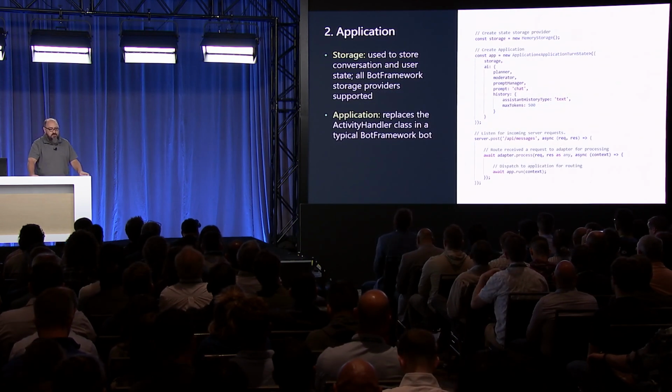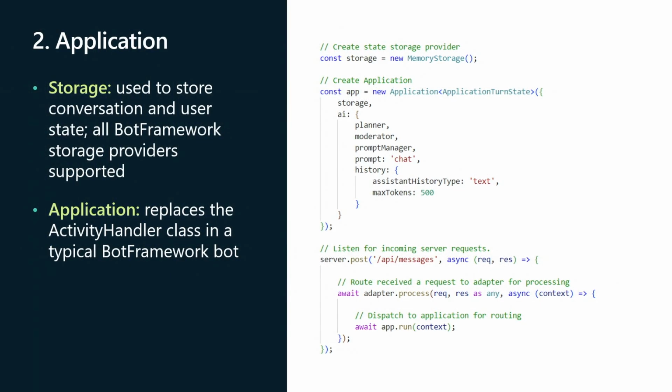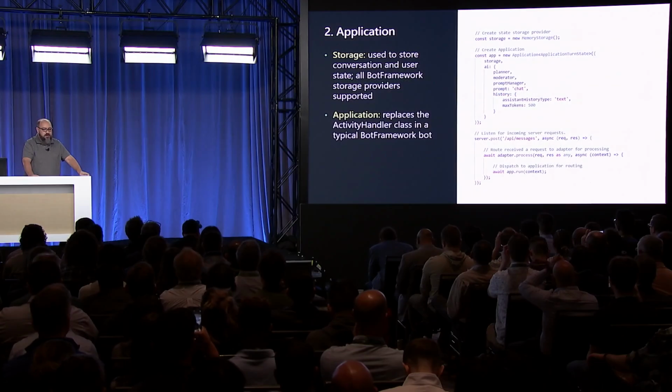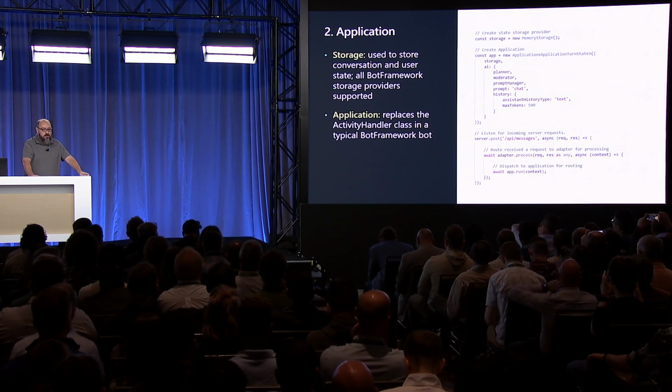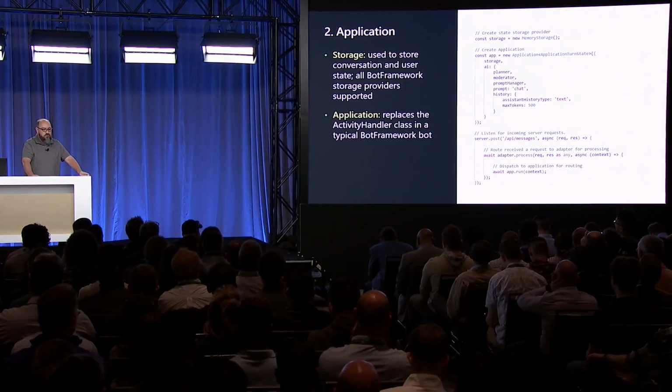Next, you'll need to create an application object. You'll configure it with the storage provider and the AI components you just created. The application object has built-in state management, which it uses to automatically track the history of the conversation it's having with users. You'll be able to store your own state as well. And if you're familiar with the Bot Framework state management system, all the standard conversation, user, and temporary memory scopes are supported. Once you've created your application object, you'll define your server's message route and pass all incoming requests into the application object for processing.